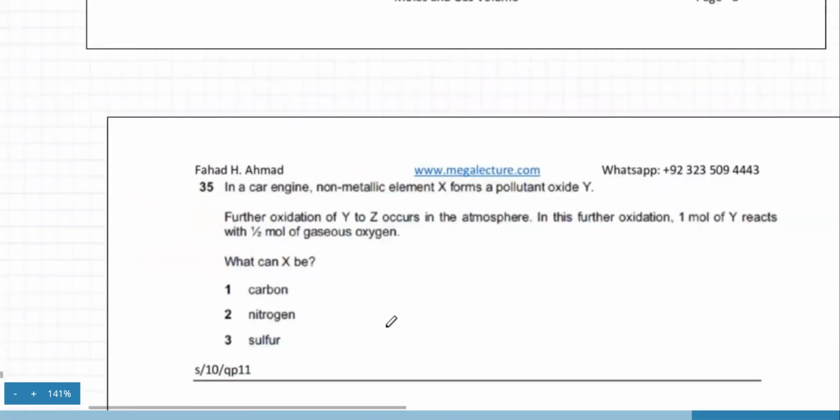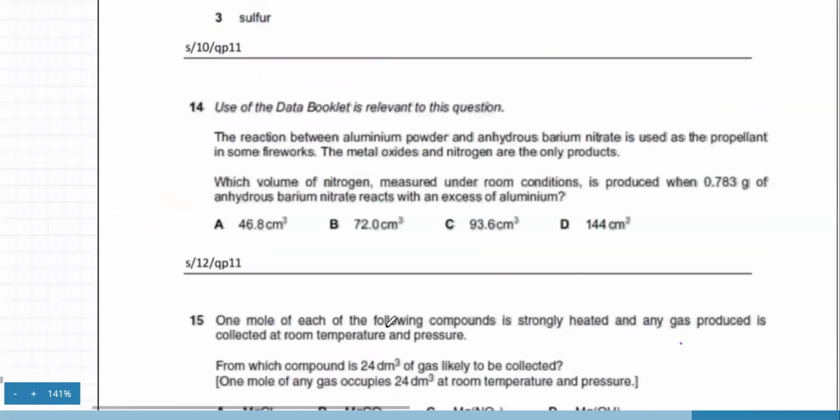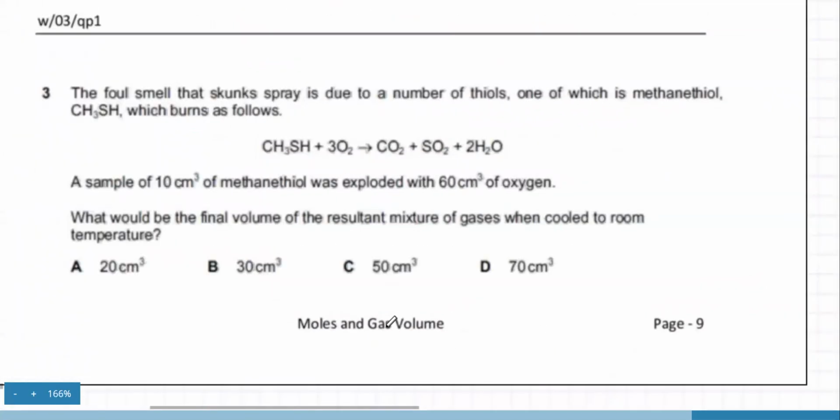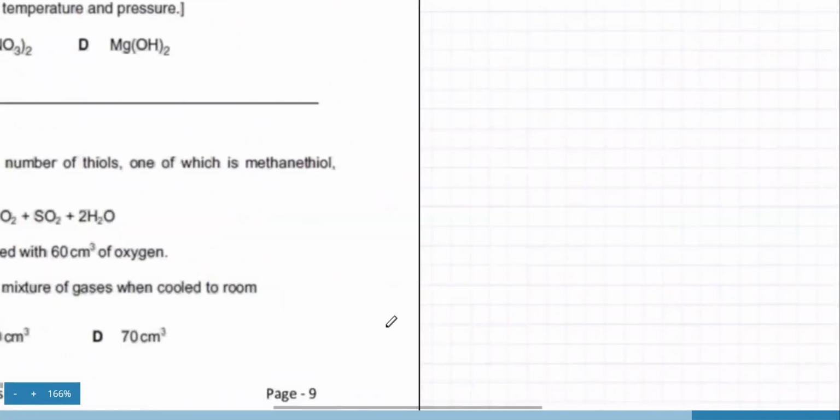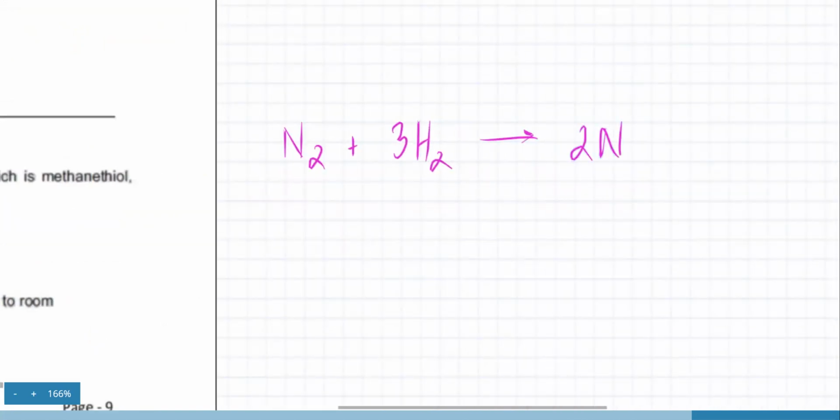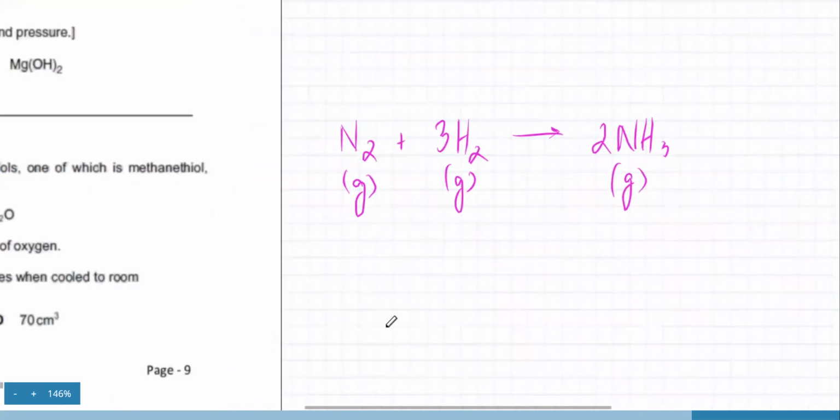Now this question, I'm going to talk about this question a bit. One thing that you should know is, for example, if you have this question, let's say I give you a question where you have to find... all of them are gases. Remember, learn to differentiate between the volume of gases and the volume of solutions. So we're talking about gases here.